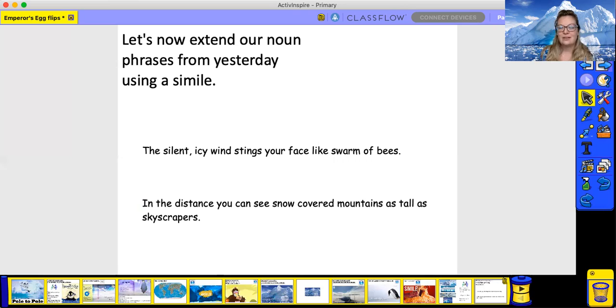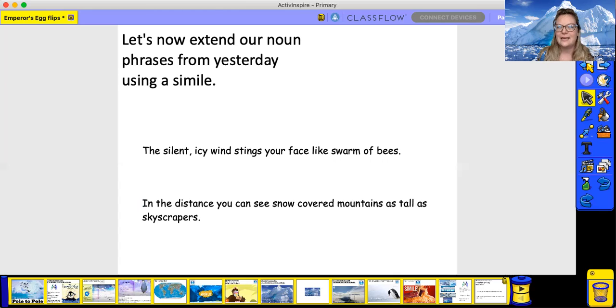So here we have silent and icy as adjectives describing the wind. Then we've used the word like to compare that stinging feeling to a swarm of bees. Our reader now has a really clear idea that this icy feeling on your face is actually quite painful because it's so cold. In our second example, we've got snow-covered mountains as our adjective, and then we've used the word as to compare these mountains to skyscrapers. This way, our reader knows that these mountains are really tall and give them a clear idea in their head of what these mountains look like.